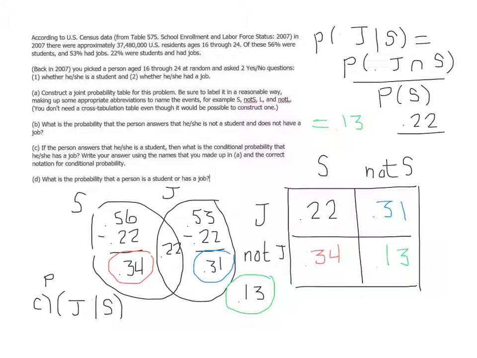And then we have to divide by the probability he is a student. Now that's the total probability that he is a student, and we were given that in the problem. It was 56%, but that's also the sum of the student column. So we're going to divide by 0.56. And so the probability that if we know the person we chose said that they were a student, the likelihood that that person also has a job is equal to about 0.393.